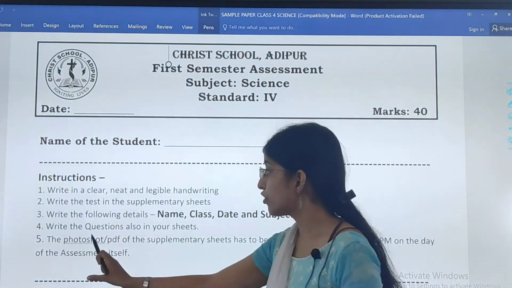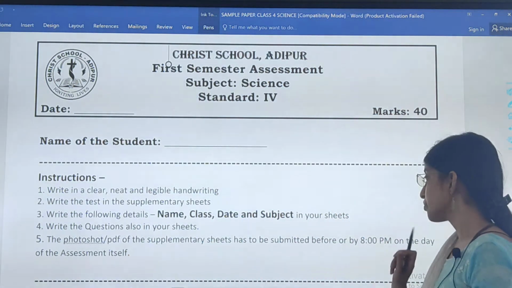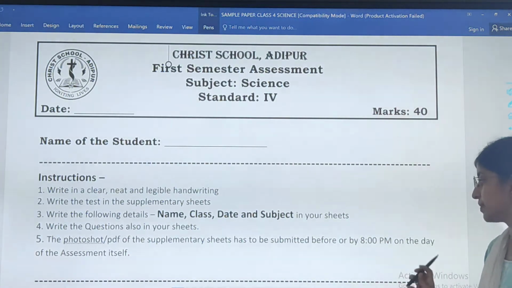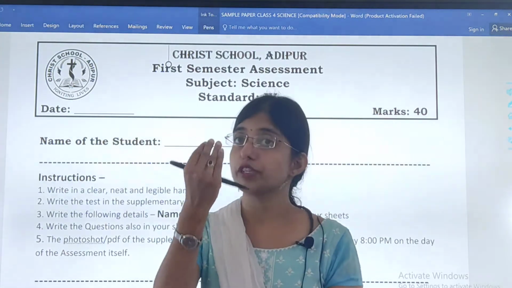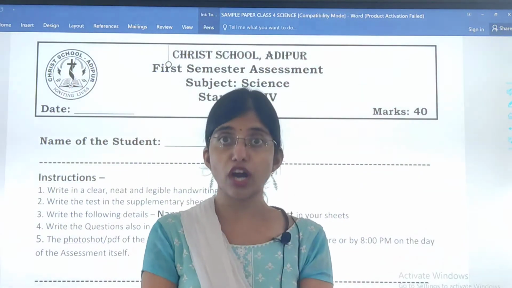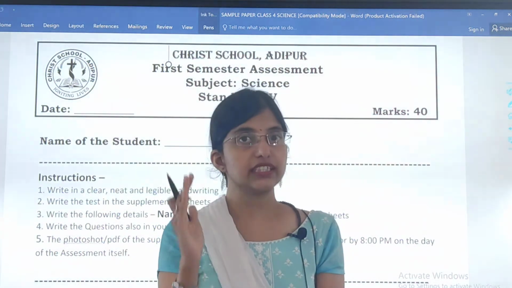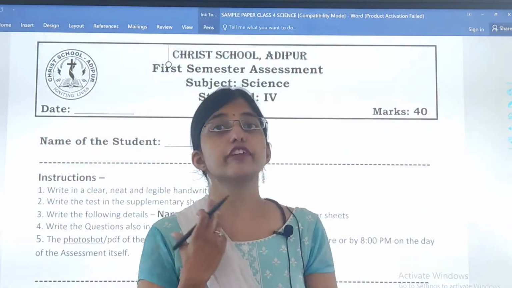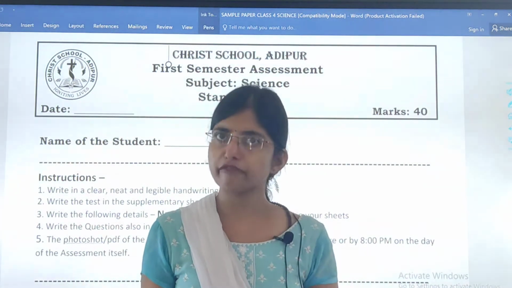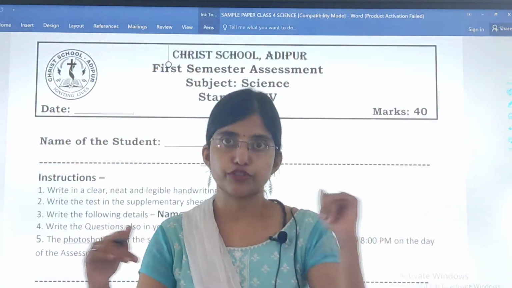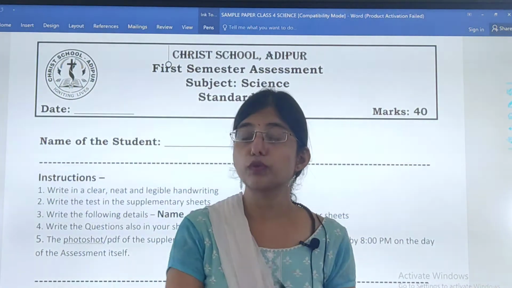Fifth, the photoshot or PDF of the supplementary sheets has to be submitted before or by 8 PM on the day of the assessment itself. यानी जब आपको क्वेश्चन पेपर मिले, आपको हमें फोटोशॉट या PDF भेज देना है उसी दिन रात 8 बजे से पहले. More preferable is PDF, but if you are not able to send the PDF, you can also send the photoshot. So these were the instructions and guidelines. Now we will move towards the sample paper.